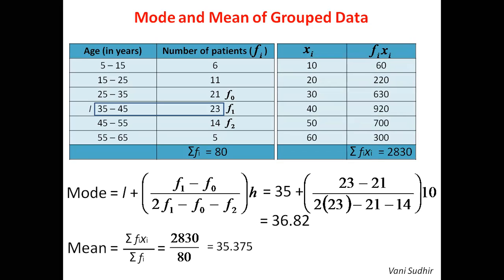See, mode is 36.82 and mean is approximately 35.38. So the maximum number of patients admitted in the hospital are of the age 36.8, whereas the average age of the patients admitted to the hospital is 35.4.